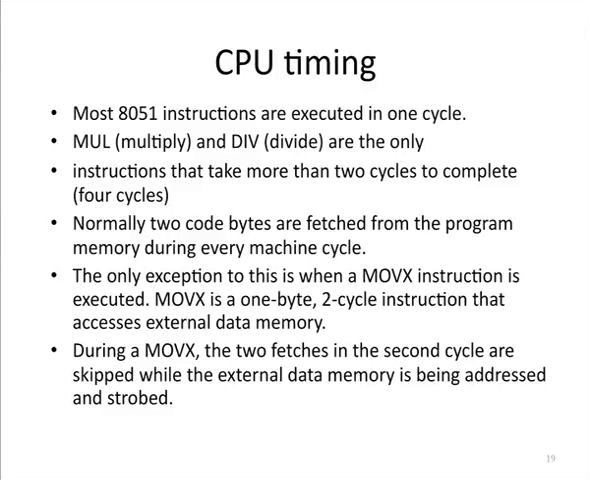Normally, 2 code bytes are fetched from the program memory during every machine cycle. The only exception to this is when a MOVC instruction or a MOVX instruction is executed. MOVX is a 1 byte 2 cycle instruction that accesses the external data memory. During MOVX, the 2 fetches in the second cycle are skipped while the external data memory is being addressed and strobed.